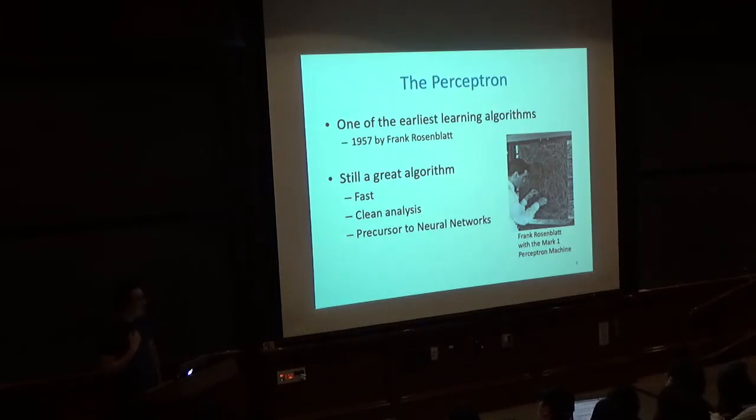What you see in the picture right there is Frank Rosenblatt, the inventor of the Perceptron, implementing the Perceptron algorithm on the Mark I machine, which used actual wires instead of bits to do programming. I think your phone is much more powerful than that computer right there.